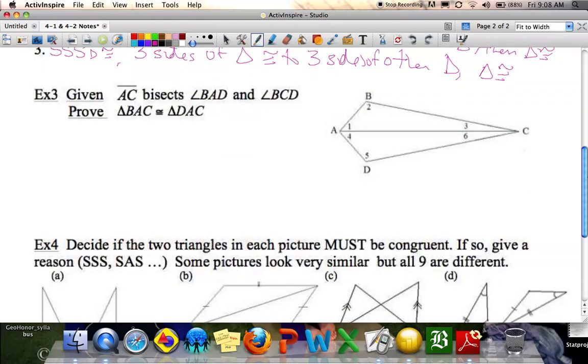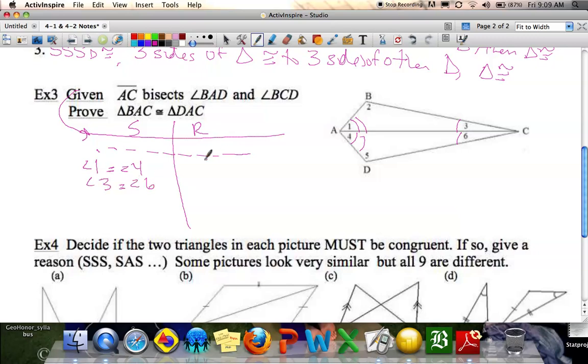Let's try looking at the bottom and proving this. Given AC bisects angle BAD, to bisect means to break up, and angle BCD, which means angle 3 and angle 6 are congruent. Prove the triangle BAC is congruent to triangle DAC by one of the top reasons. So in the interest of time, I'm going to have you write the given right here. Don't forget to write the given in the first step. To be bisecting means angle 1 equals angle 4 and angle 3 equals angle 6. And that is the definition of bisect.